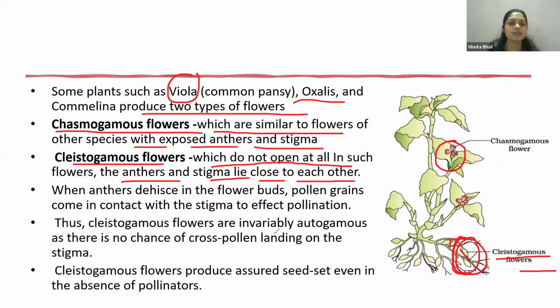So cleistogamous flowers are invariably autogamous, because there is no chance of cross pollination or landing of another pollen grain on the stigma. Here in these cleistogamous flowers, it will be autogamy, right? Because the flower does not open at all, the pollination has to happen in the same flower.